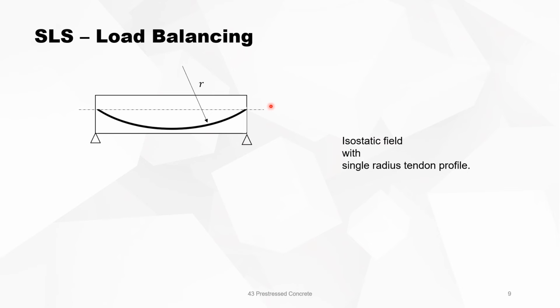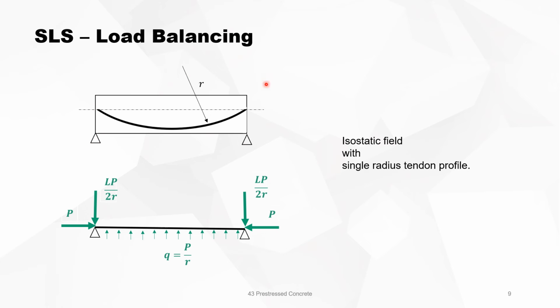Take an isostatic field with a single radius tendon profile. Single radius means one radius for the whole profile of the tendon. If we look for the equivalent loads, then we know that the uniform distributed load Q is P over R from down to up, because the curvature is this way. We replace at the supports the prestressing force P, and the other force is LP over 2R.